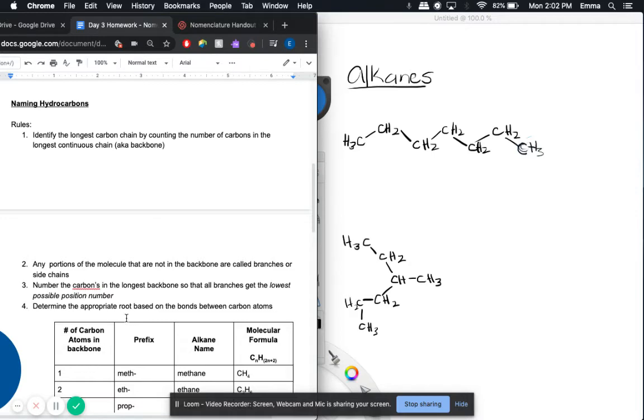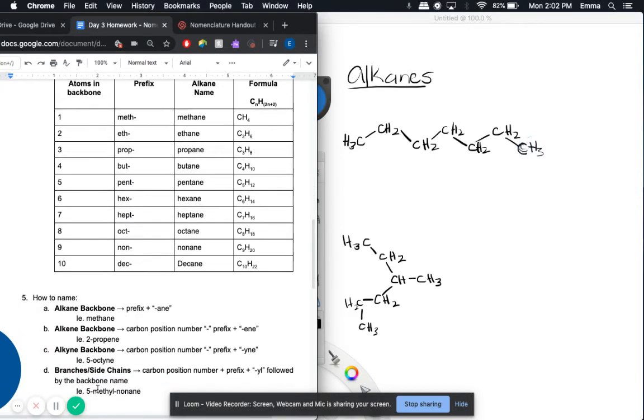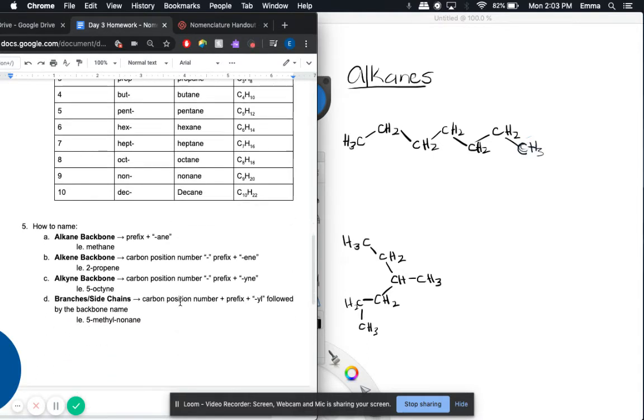So once you have your backbone figured out, you can use this chart and this shortcut down here to name the molecule. If you have this number of carbons in your backbone, you're going to use this prefix. So for example, if you have 4 carbons in your backbone, it's called but- as the prefix. And depending on the number of bonds in between the carbon atoms, it can get called -ane, -ene, or -yne as its ending, for alkane, alkene, and alkyne. So if I had a 4-carbon molecule that had single bonds, it would be called butane. And then this is the molecular formula example here. So that's all summarized down here below.